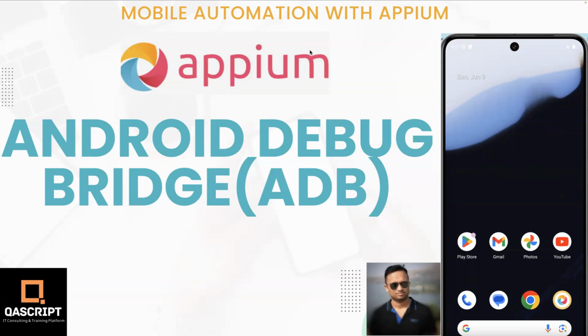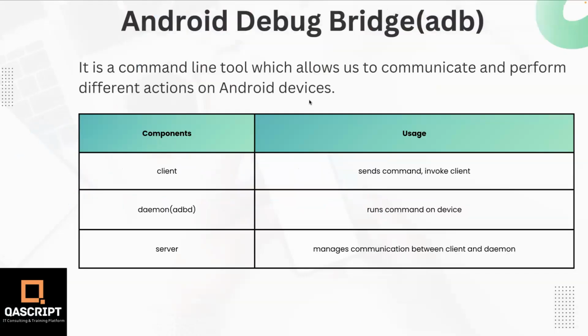So continuing with our next topic on mobile automation with Appium, we are going to talk about the Android Debug Bridge. Now, this is also known as ADB, and it's a command line tool, which is part of the Android SDK platform tools. Okay, so it comes to you by default whenever you are setting up your Android SDK platform. So let's try to understand a little bit about what it is and how it is useful for us, right?